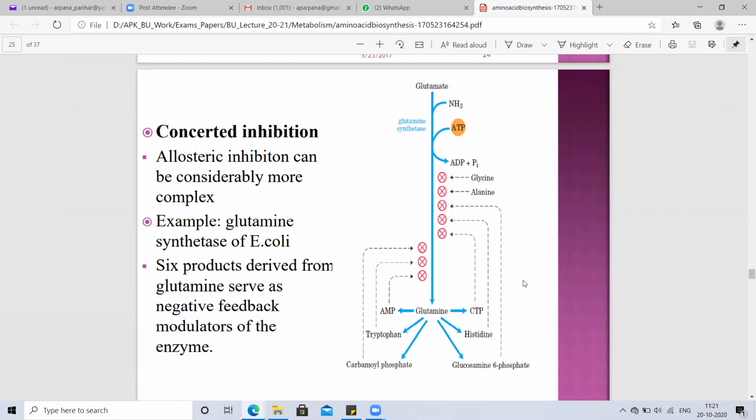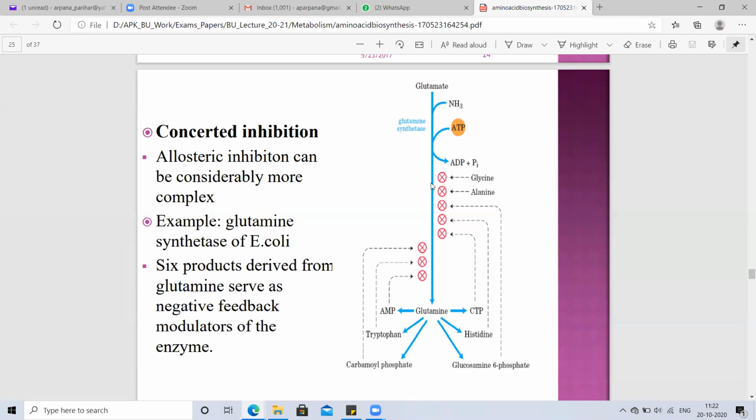The best example of this is the glutamine synthetase enzyme of E. coli. Here actually 6 products are derived from glutamine. The glutamine family is involved in the synthesis of 6 products like AMP, CTP, adenosine monophosphate, cytidine triphosphate, tryptophan, histidine, carbamoyl phosphate, and glucosamine 6-phosphate. These 6 products derived from glutamate serve as negative feedback modulators of the same enzyme.